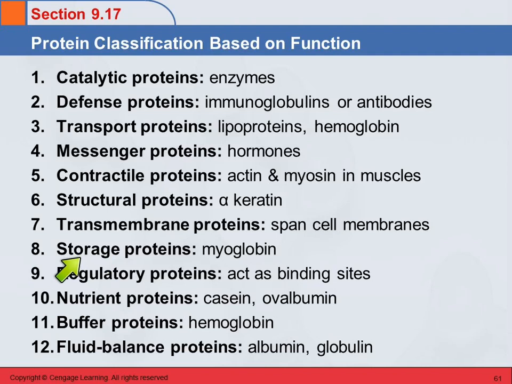Myoglobin that we just mentioned is a storage protein, stores oxygen. Buffer proteins, hemoglobin not only transports oxygen in your blood, but also acts as a buffer and helps to keep the pH level of your blood in the correct range. So lots of different functions. And this is not even a comprehensive list of the different functions of proteins.